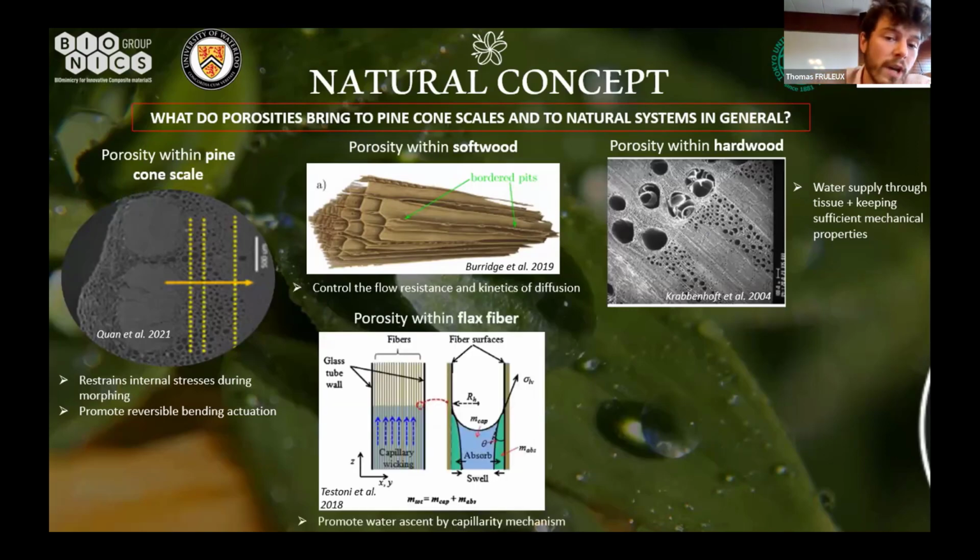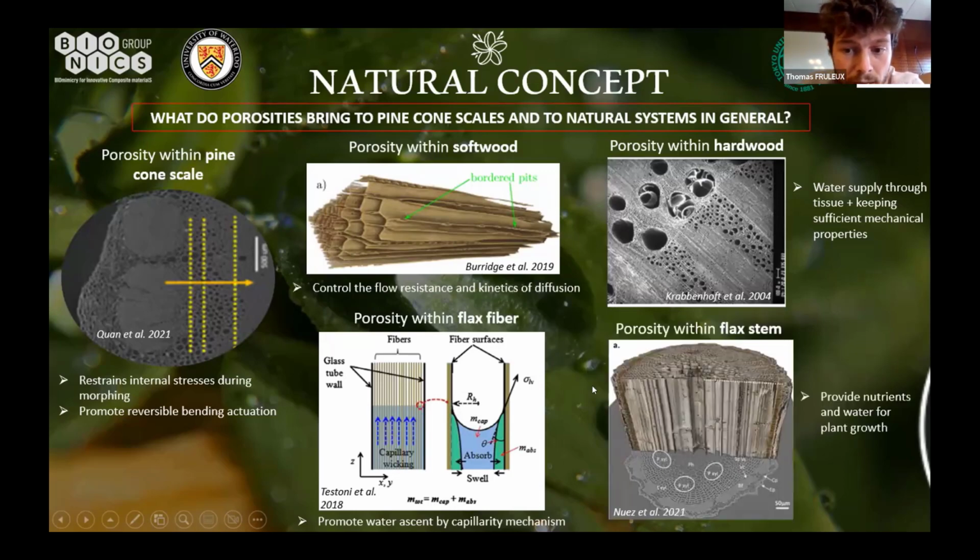If we look at the fiber that we use, the flax fiber, it is made of lumen, which is a porous canal that can also be ascended by water by capillary mechanisms. And finally, in the flax stem, the canals can be useful for providing nutrients to the different parts of the stem. So this is just to give you an example of which kind of porous structures we can find in nature. And there is so much more.